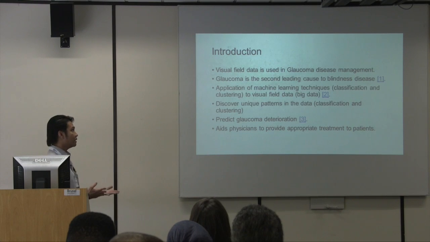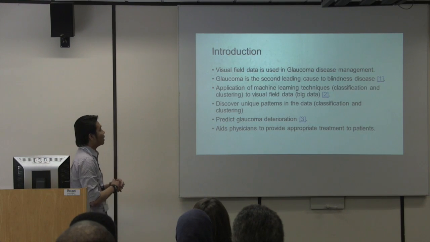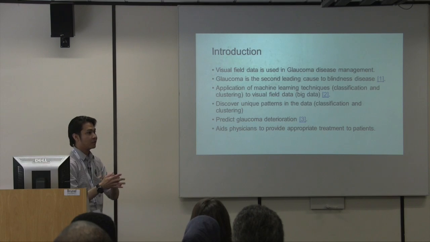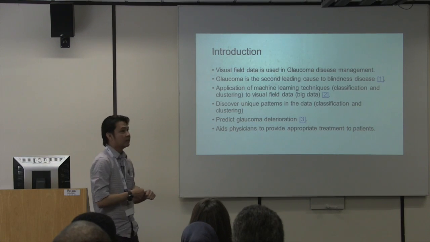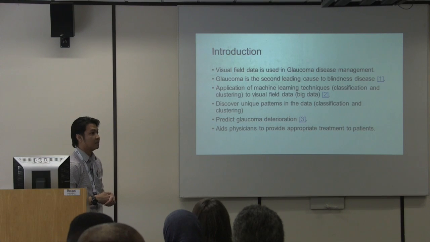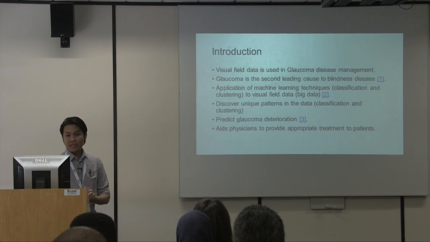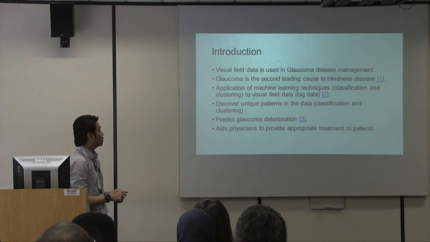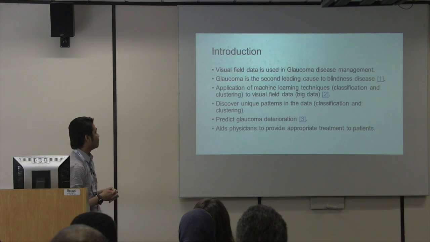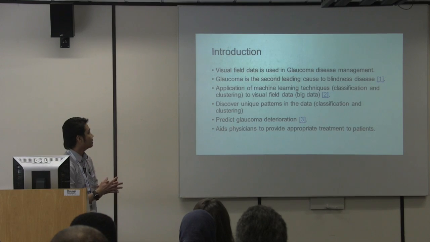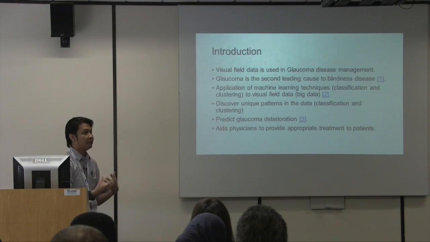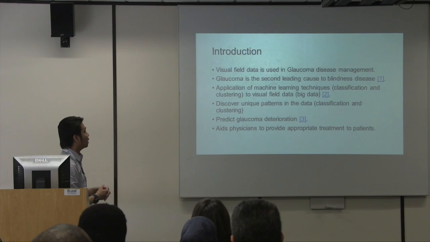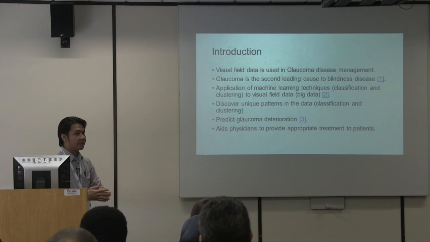So what is simultaneous modeling and what is visual field data? Visual field data is used in glaucoma disease management. Earlier on we listened to someone talking about glaucoma, and glaucoma is the second leading cause of blindness in the world. I apply machine learning techniques, that is classification and clustering, to visual field data, which is big data. I want to find unique patterns in the data so that we can infer some rules or find new knowledge about glaucoma using classification and clustering methods.